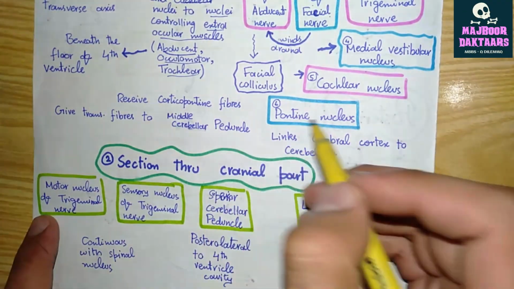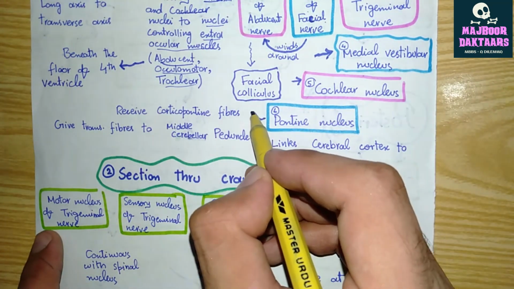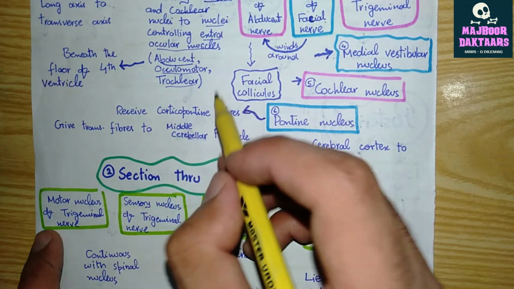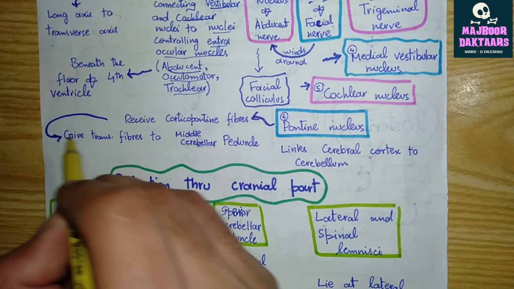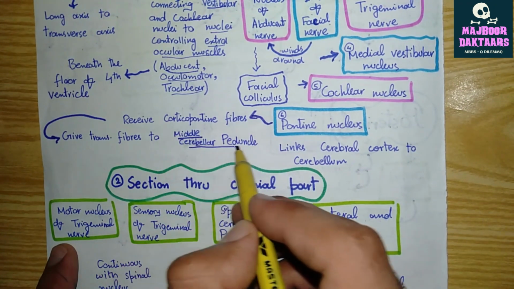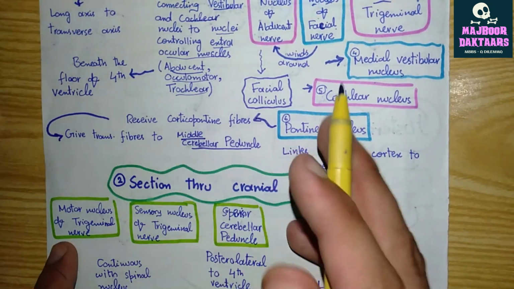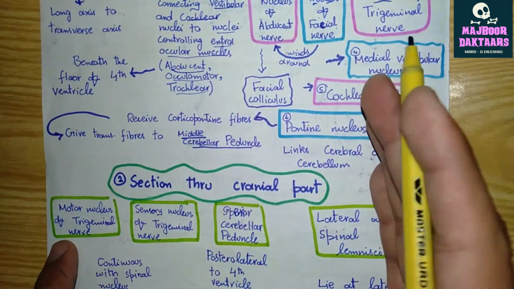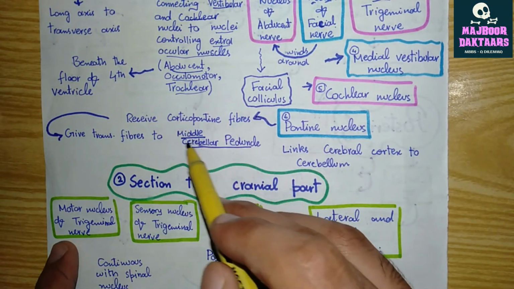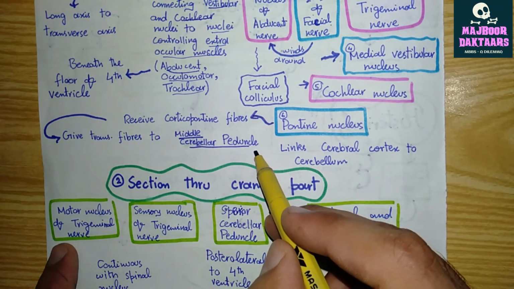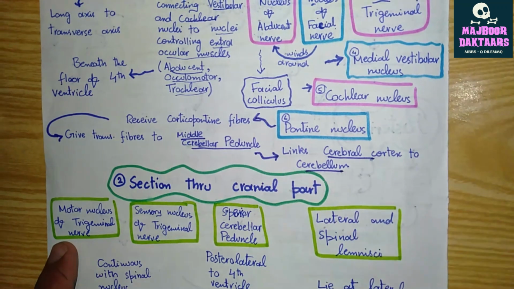Finally, we see the pontine nuclei. Now, the pontine nuclei receive the corticopontine fibers from above, that is the cerebral cortex, and give transverse fibers to the middle cerebellar peduncle, which I have explained is a bundle of white fibers which connect the pons with the cerebellum. Since these fibers are coming from the cortex and going to the cerebellum, we can say that the pontine nuclei link the cerebral cortex to the cerebellum.